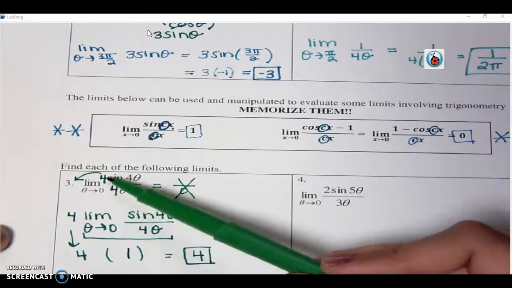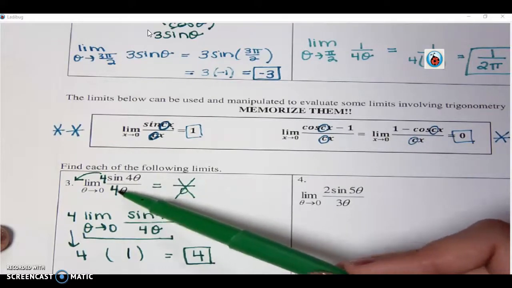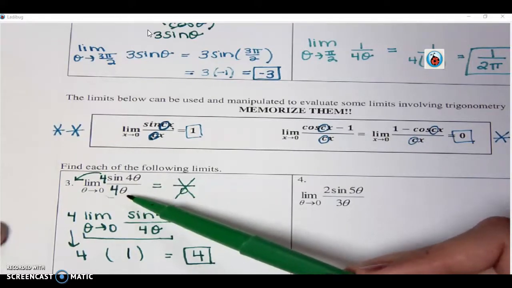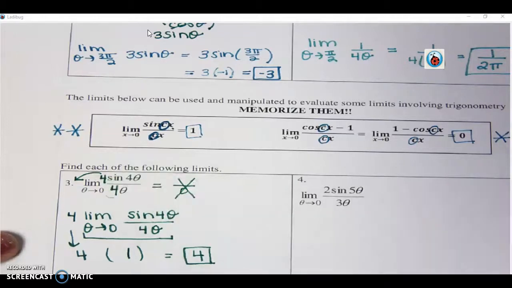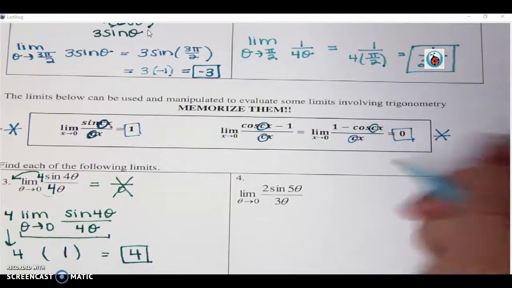So if you see sine with some number times theta, just know that you're going to have to get that number on the bottom. If you put it in the denominator, you have to also put it in the numerator. So if we take a look at 4, the limit as theta approaches 0 of 2 sine 5 theta over 3 theta.